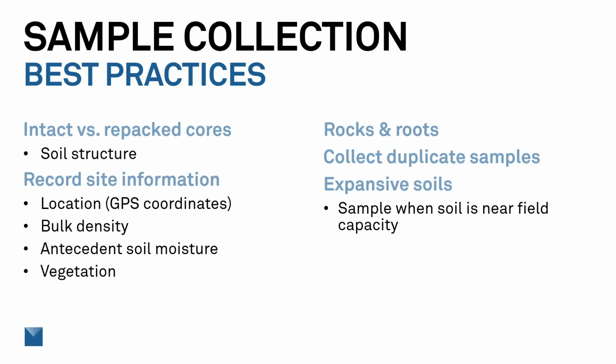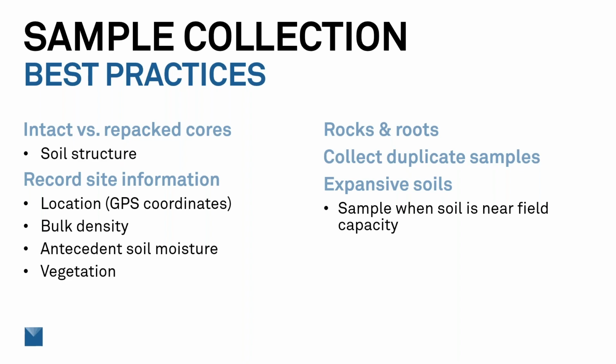One of the first pieces we need to think about is intact versus repacked cores. The reason I bring that up is that a lot of these properties we're looking at are primarily affected by soil structure and the way the soil is structured in the field. So I typically recommend trying to get an intact core if possible. But if you can't, then with a repacked core, you want to shoot to repack the core to the same density that it was in the field. But ideally, we use intact cores, because a repacked core is still not going to represent the structure of the soil in the field.